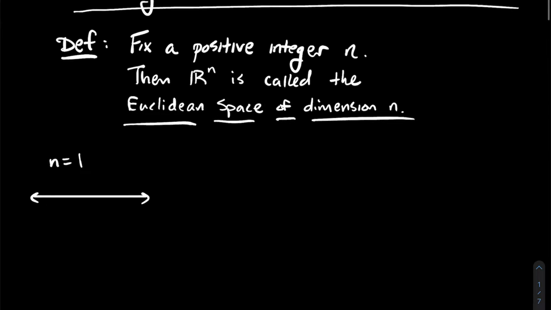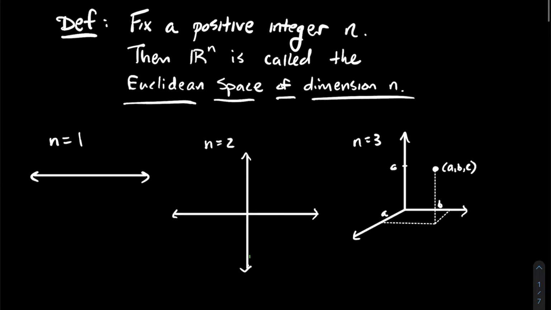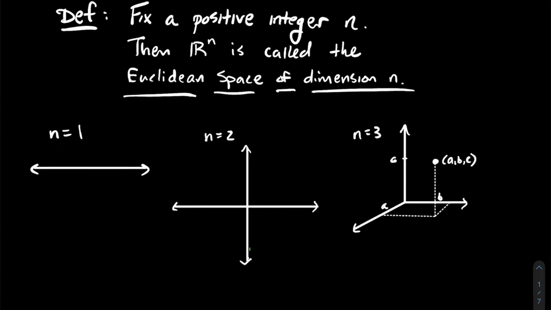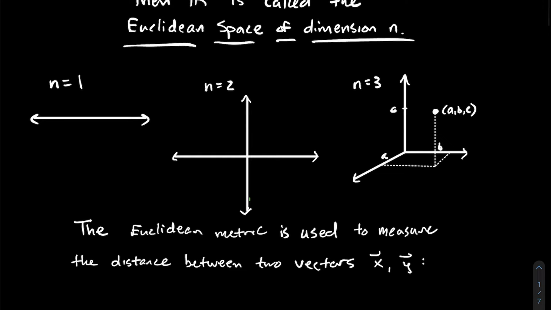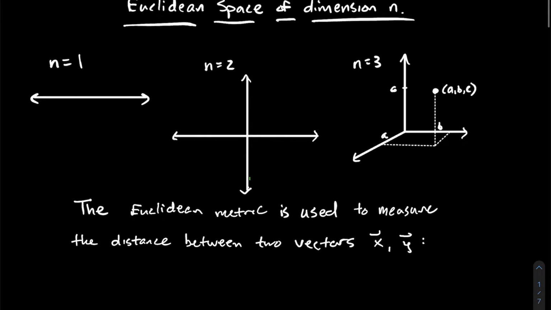When n equals 1, just think about the real line, so that would be R1. When n equals 2, think about the plane, so there's R2. And when n equals 3, think about a three-dimensional space. And so I've tried to draw you the best three-dimensional picture in a two-dimensional world here on my iPad that I could.